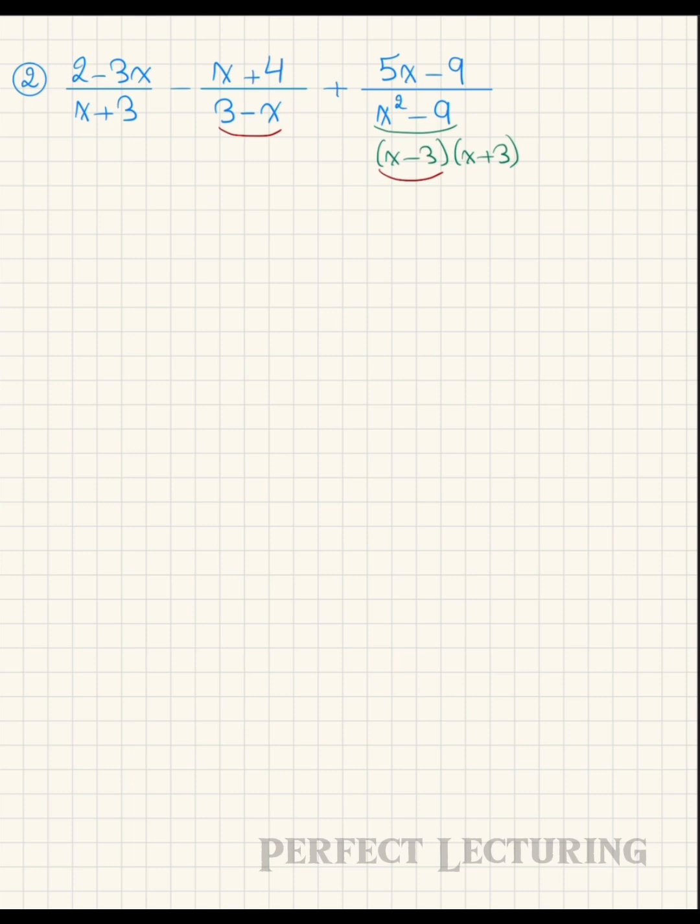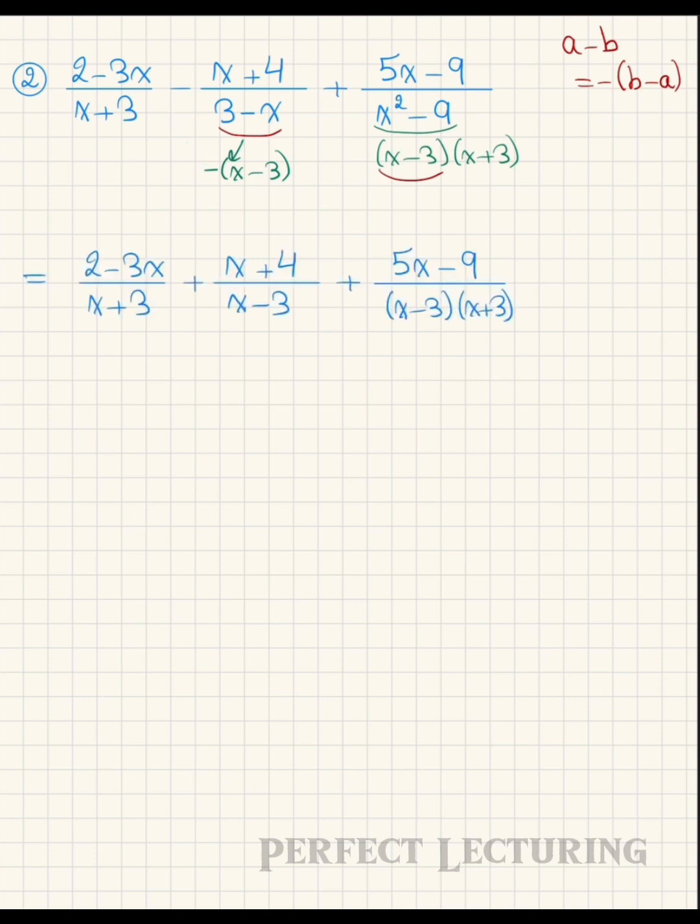And of course, they are not the same because a minus b is not equal to b minus a. So what do I do in this case? Well, we know that a minus b is equal to minus into b minus a. So if you want to switch two terms where you have a minus in the middle, I must factor a minus. So this becomes minus into x minus 3. And after that, I multiply this minus by this minus. So the expression becomes like that.